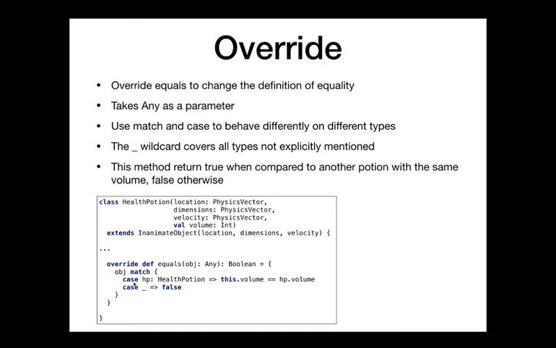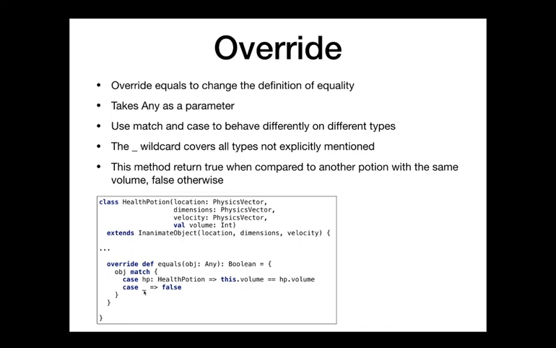So this is saying if this object happens to be of type health potion, store it in a variable named HP and run this code. So I want to say if I'm being compared to another health potion, and the values of the volume variable are the same, then return true. Say these two potions are the same. So I'm just concerned with how much healing potion is in each potion. If it's the same amount, I'm going to call that the same. That's the behavior I can get with this.